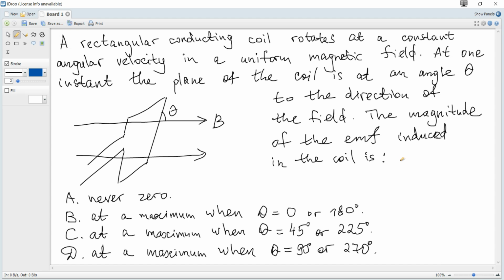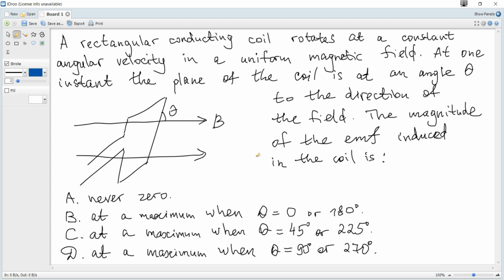A rectangular conducting coil rotates at a constant angular velocity in a uniform magnetic field. At one instant, the plane of the coil is at an angle theta to the direction of the field. The magnitude of the EMF induced in the coil is.